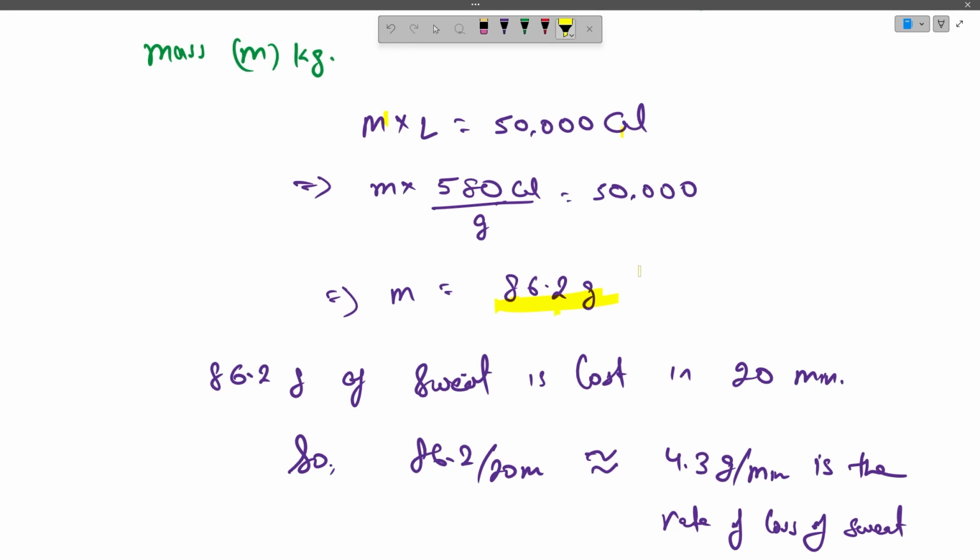Now this amount of water is lost in 20 minutes. So we can calculate the rate at which the water is lost. When we divide these two quantities, we get the rate, that is 4.3 gram per minute. So this is the rate of loss of sweat or water.